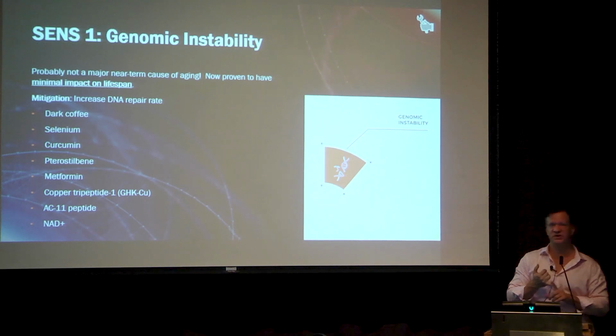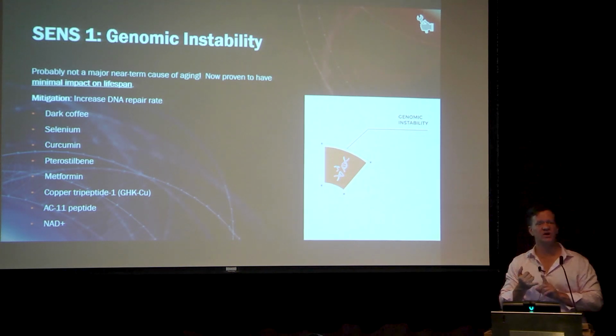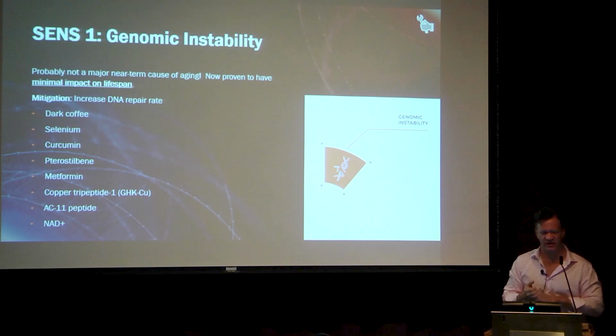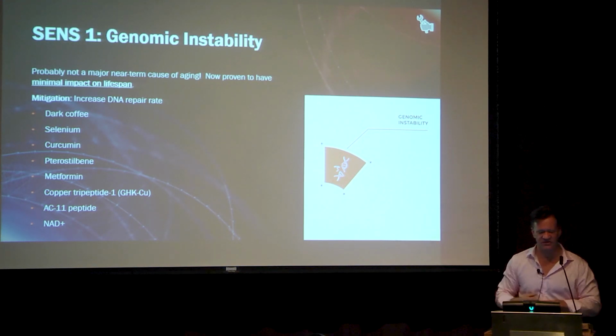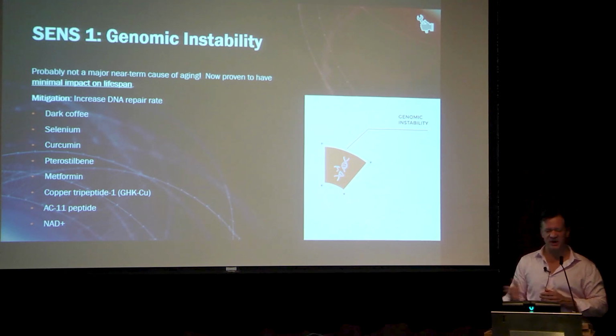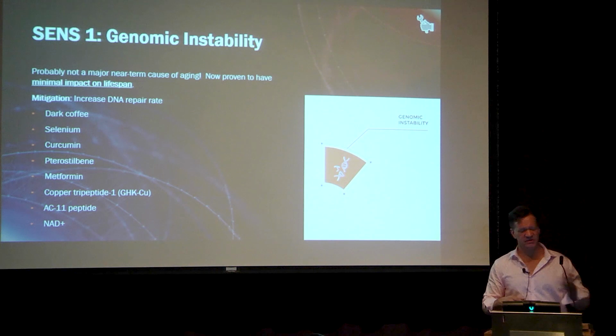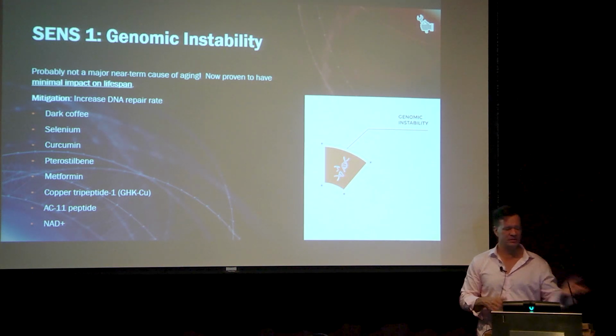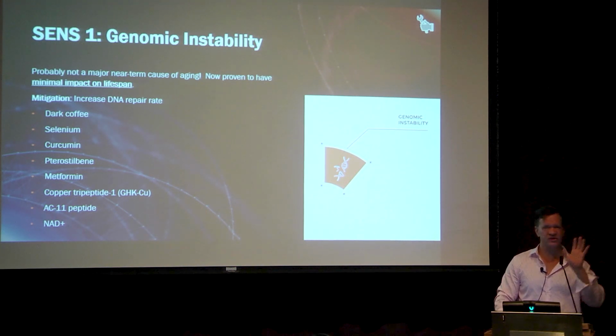Having said that, there are a lot of things you can do to mitigate this problem. Drink dark coffee, as we discussed, it seems to reduce DNA damage roughly 23%. Selenium, having adequate levels of selenium, you can get that from fish, is very important for DNA repair. Also a number of spices and supplements, curcumin, pterostilbene, a drug like metformin, a couple peptides, copper tripeptide 1, I won't go through the list.